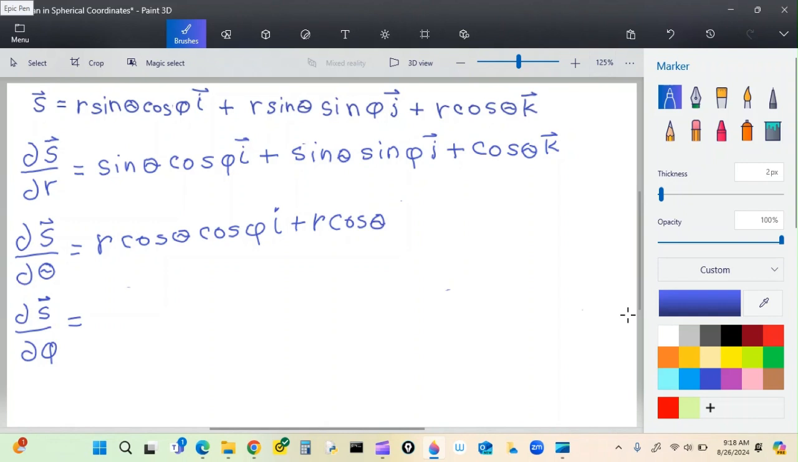And the sine phi doesn't change. Sine phi, j vector. Notice I'm going to put a minus sign here because the derivative of the cosine is minus sine. So that's going to be minus r sine theta.